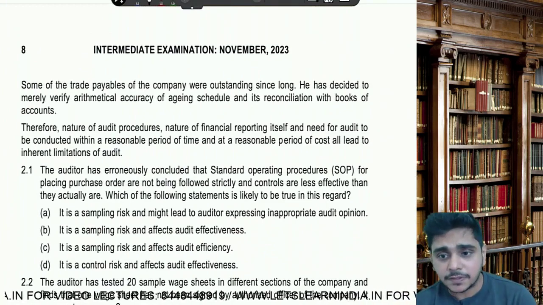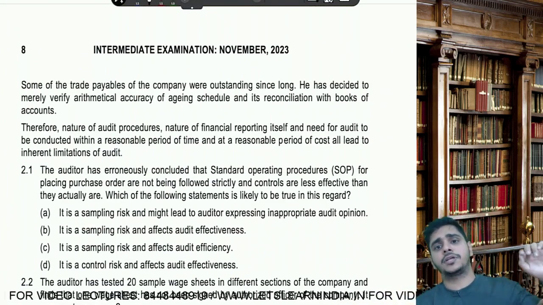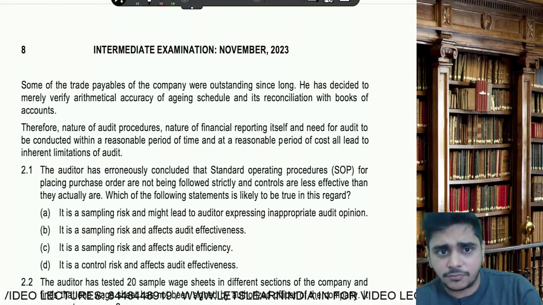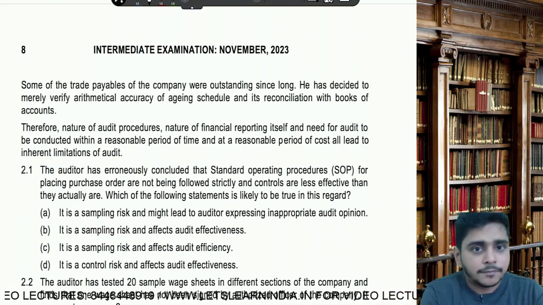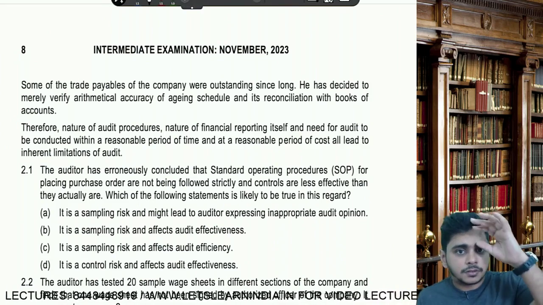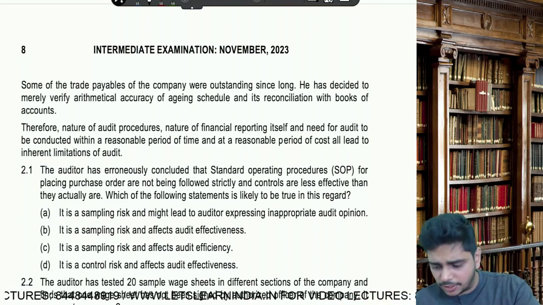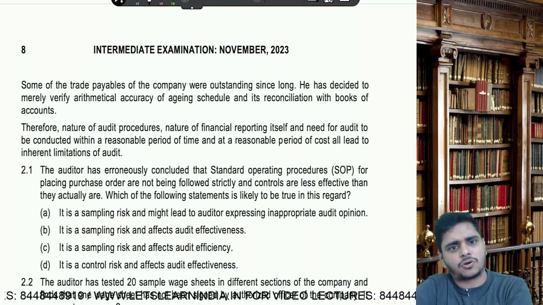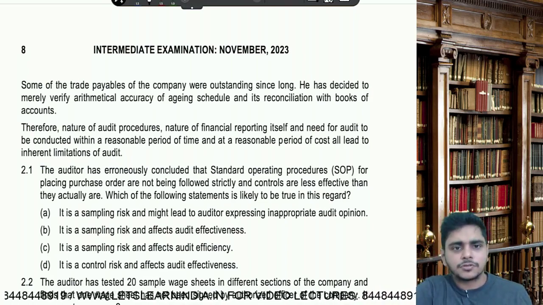Some of the trade payables of the company were outstanding since long, so he has decided to merely verify the arithmetical accuracy of the aging schedule and its reconciliation with books of account. Therefore, the nature of audit procedure, the nature of financial reporting itself, and the need for audit to be conducted within a reasonable period of time and at a reasonable cost all lead to inherent limitation of audit. So, full story it is.